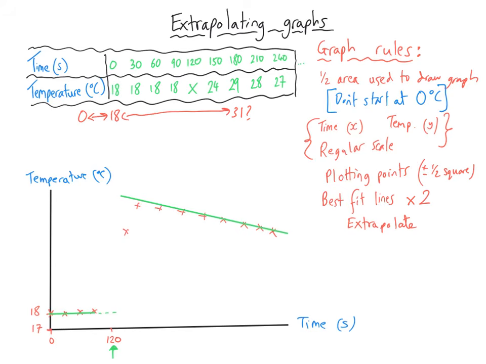So I'll make my best fit line something like this, and then I've already extrapolated it beyond the data, and let me just continue it a little bit further, but I think it's already gone past the 120 second line.